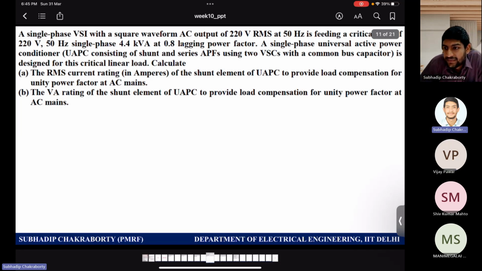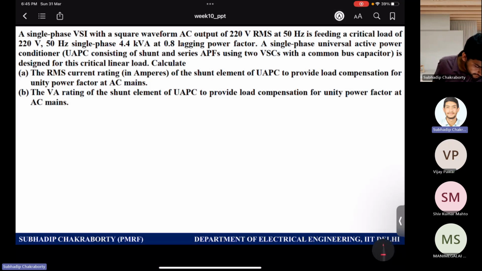Clear, or do you have some problem? You should understand why you are using both, and this problem is formulated behind that concept, based on that concept only, okay? So you read the problem.